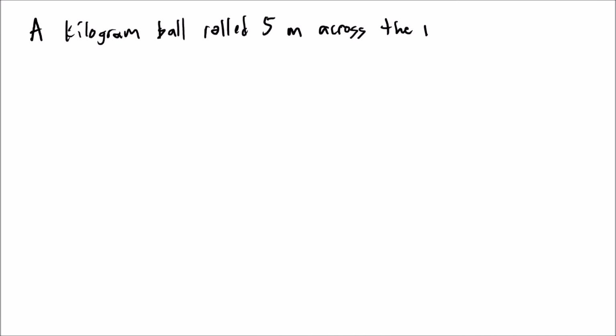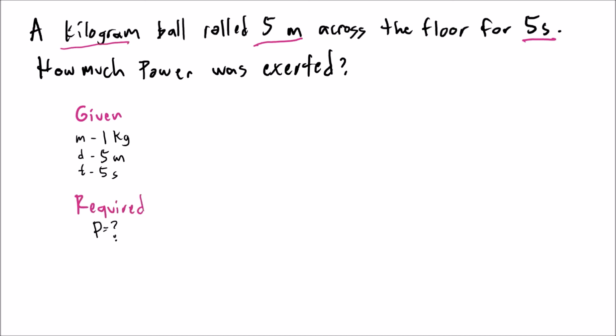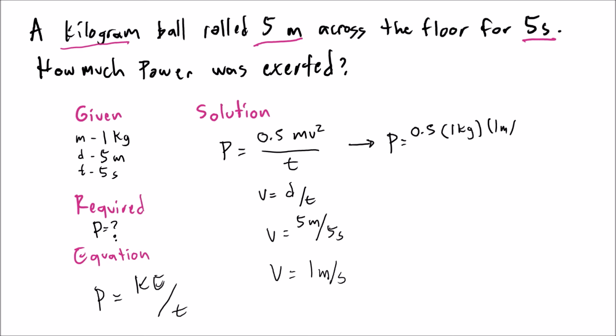Let's take another one. A kilogram ball was rolled 5 meters per second on the floor for 5 seconds. How much power was exerted? Let us analyze this problem and use the appropriate formula. In this case, we first need to take the kinetic energy of the ball, divided by the time of the activity. And we will get this answer.